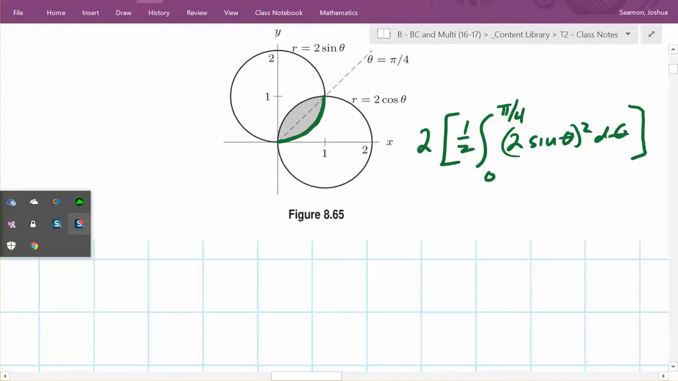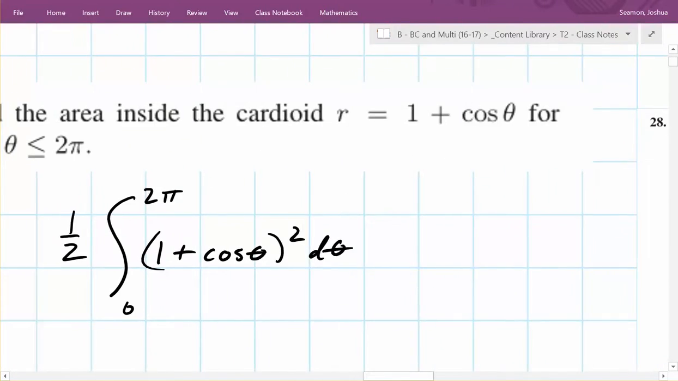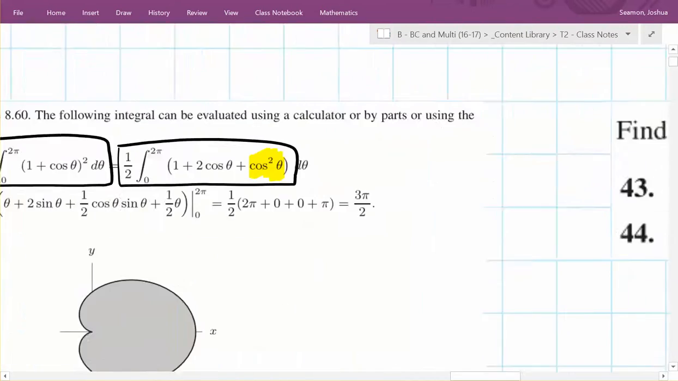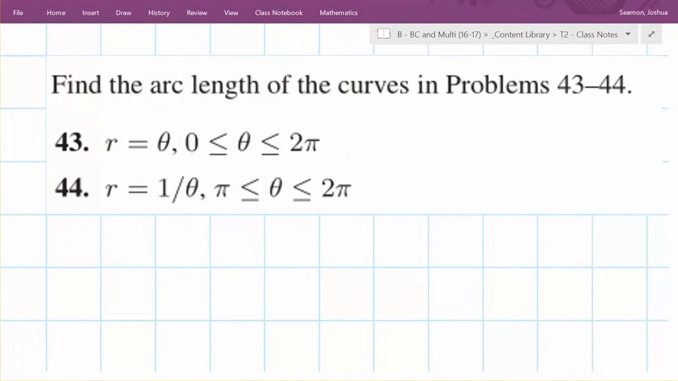Okay. How about, you wanted number 44? Was it 44 was the last one? Okay, this one right here. Did someone ask about 44? Yeah. That's fine. So it says find the arc length of the curves. Do you remember what the formula was for arc length? Yeah. What was it? It was alpha to beta of what? The square root of what?